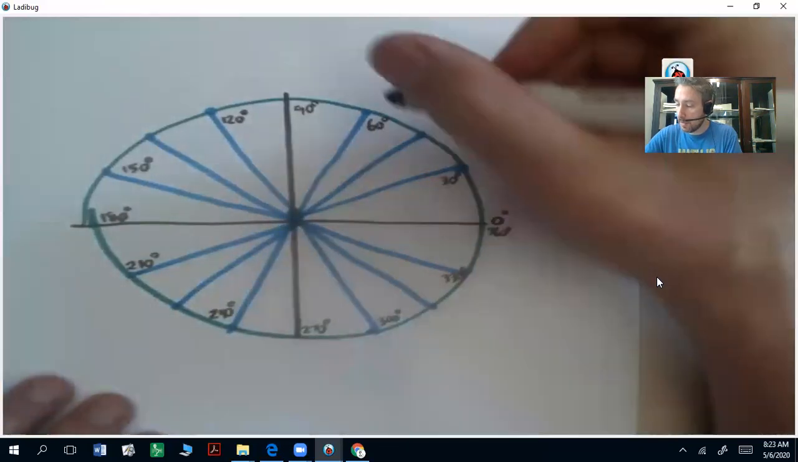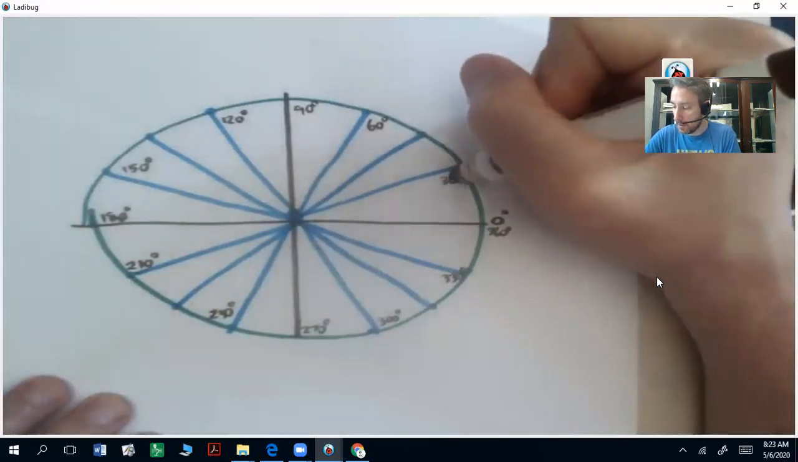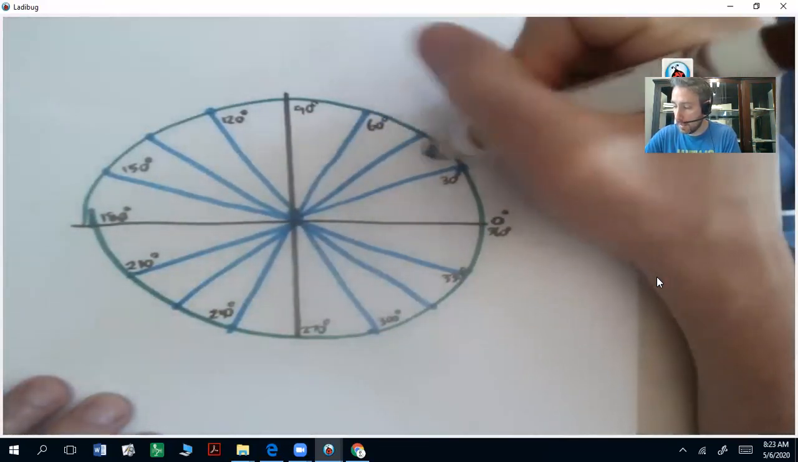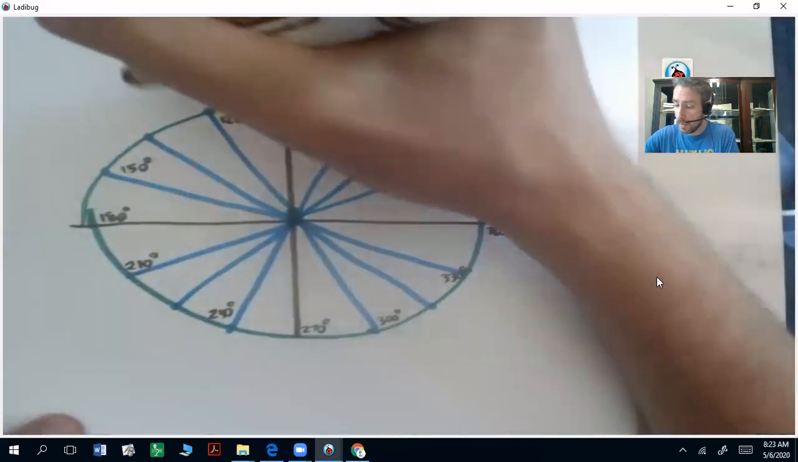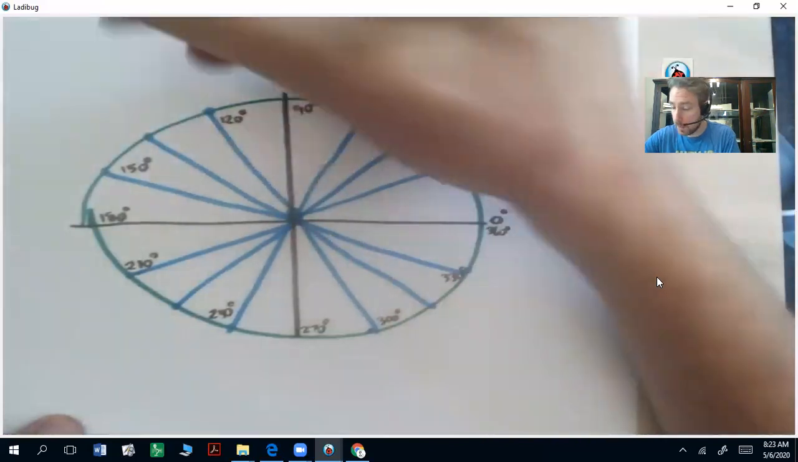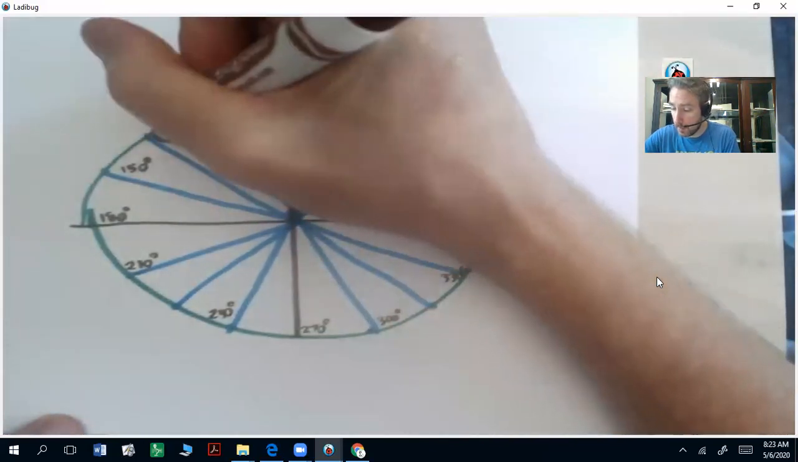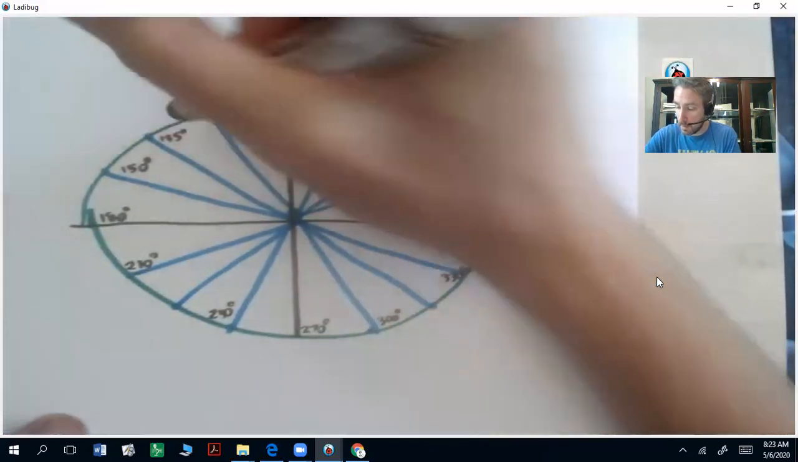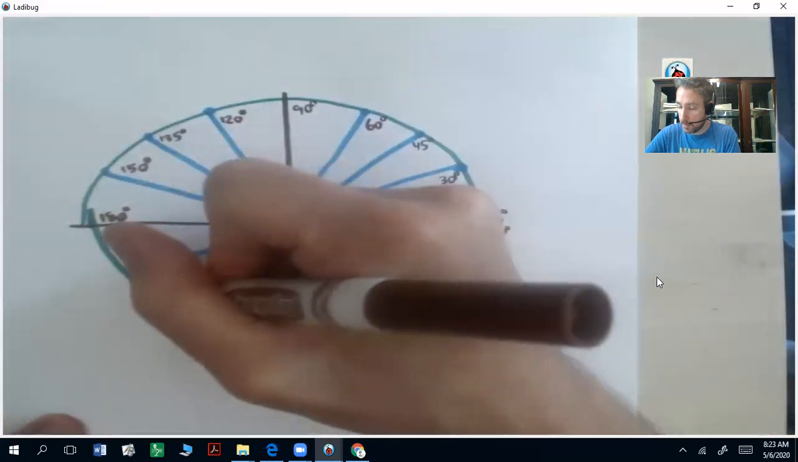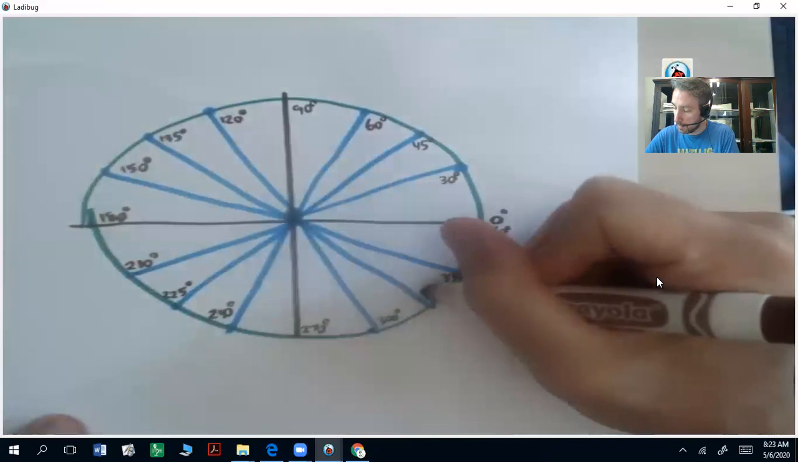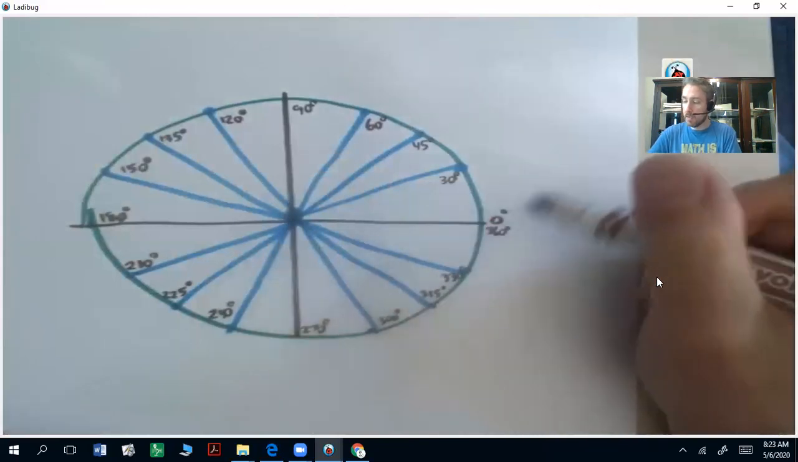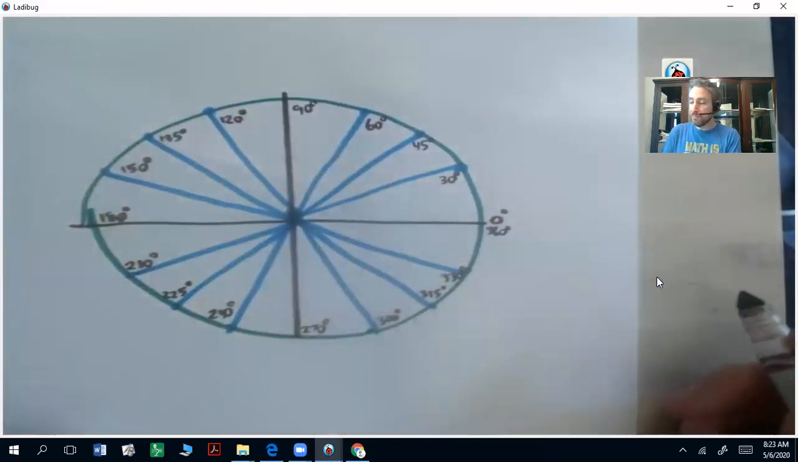Next, let's do the middle ones. The degrees are halfway between, so halfway between 30 and 60, or you could just add 15 to 30, 45. They're all going to end in 5, by the way. So 120 plus 15 is 135. 210 plus 15 is 225. And 300 plus 15 is 315. You get all your degrees.